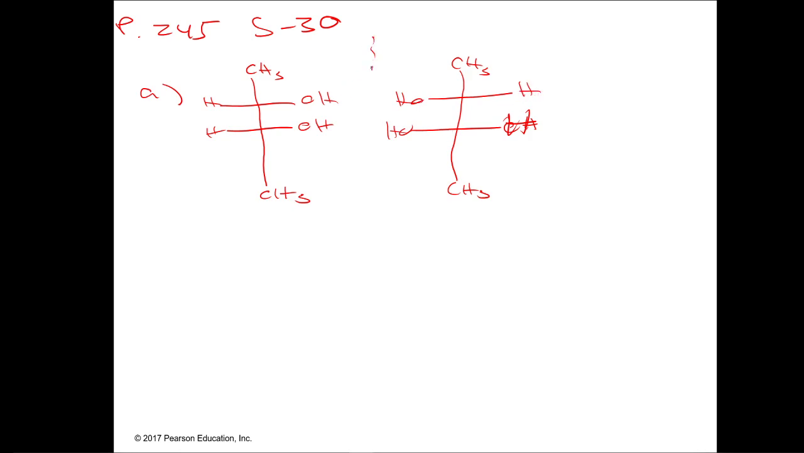Now, as you can see, these are mirror images, and they also have an internal plane of symmetry. So these are meso compounds. So these are actually the same compound. So you can't separate this one. Yeah, but this is a meso compound. You've got this internal plane of symmetry. So if you were to rotate this 180 degrees this way, you would get this compound. So these are the same compound.